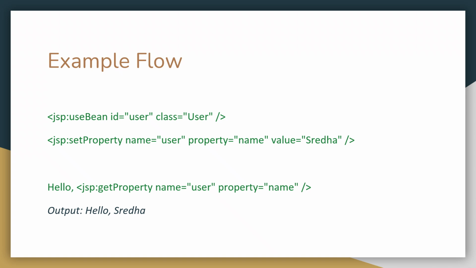Now let's come to the example. You write JSP file, Tomcat receives the request. First we create an object using useBean, then we set value using setProperty. Finally we display it using getProperty. This shows how JSP actions work together.